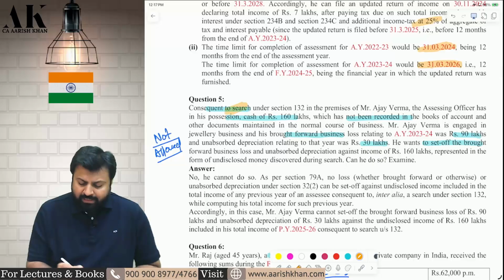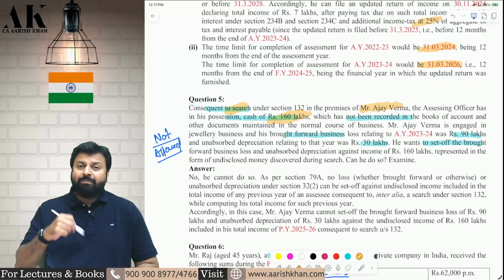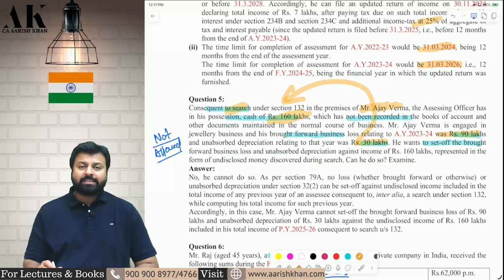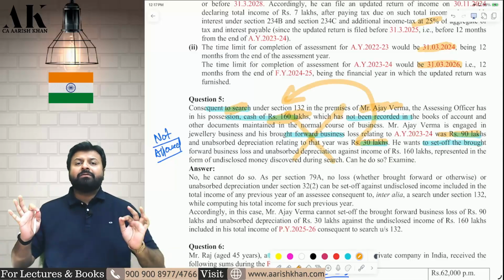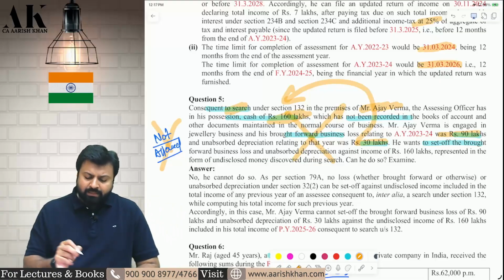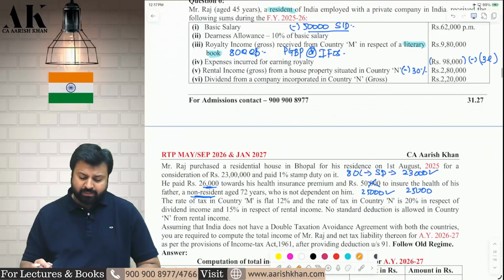There is a search in the premises of Mr. Ajay and 160 lakhs undisclosed income is found in the search. Now, Mr. Ajay wants to set off some losses of earlier years of 90 lakhs and unabsorbed depreciation of 30 lakhs against this income of search. Can he set off? The answer is no. Against the income which is found in search and seizure, no losses or unabsorbed depreciation can be set off. Therefore, this loss is not allowed to Mr. Ajay. I hope it is clear to all of you.